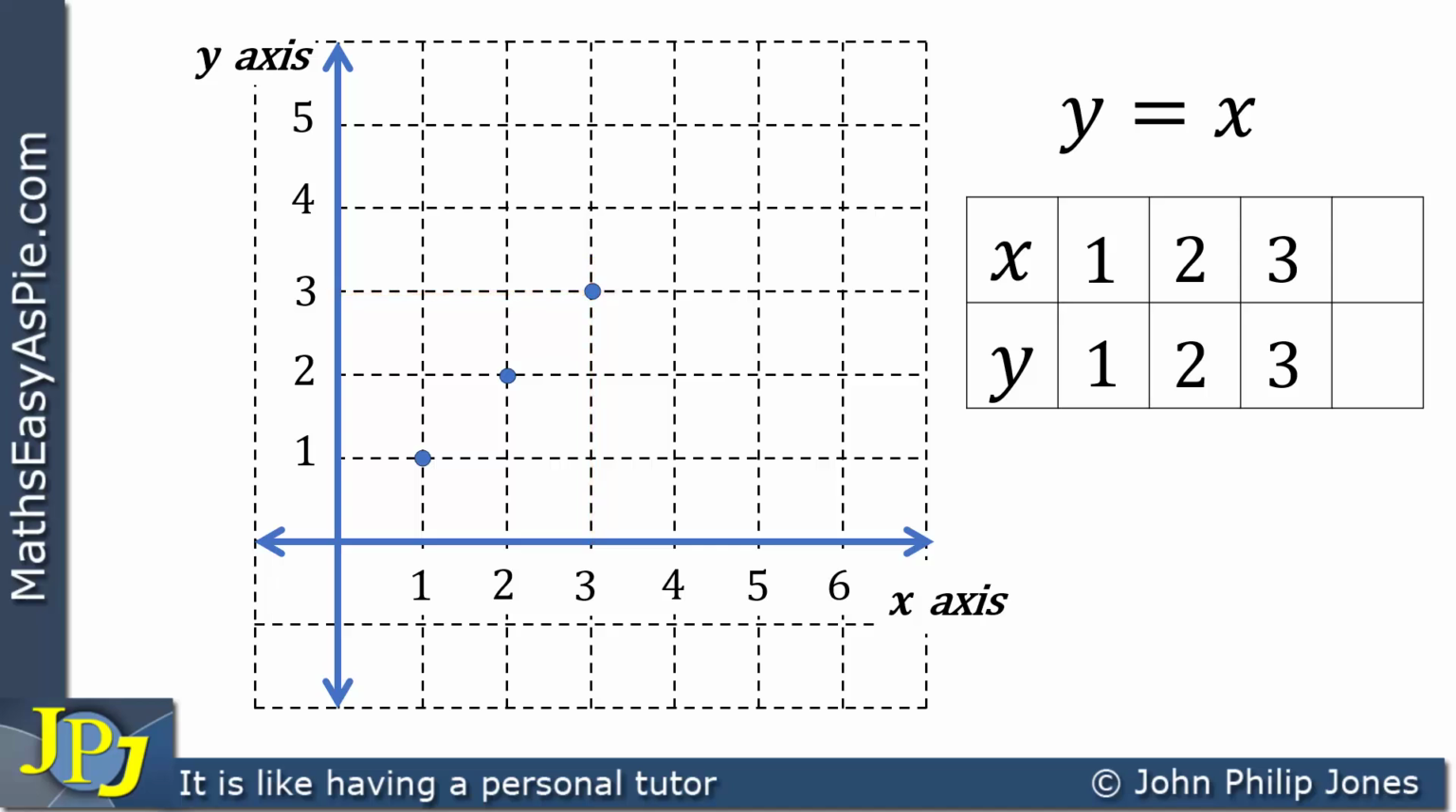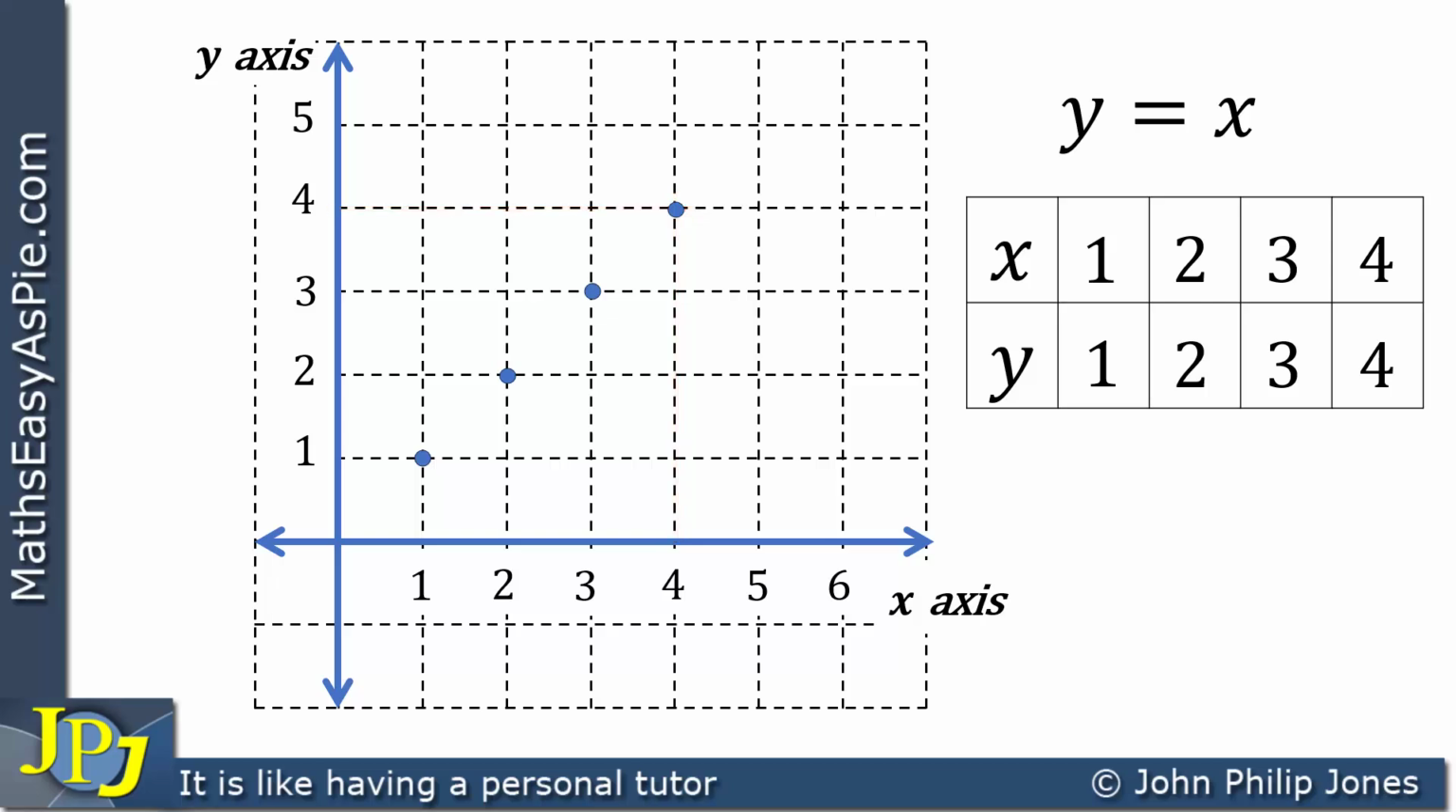Moving along, we can now choose the value of x as 4. This will give us the value of y of 4. And these are the coordinate positions that I will plot on the graph. So I will come up from the 4 on the x-axis, and I'll come along from the 4 on the y-axis, and where they intersect, you can see there's a plotting point.